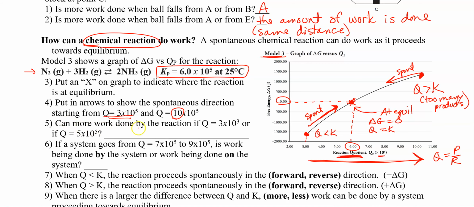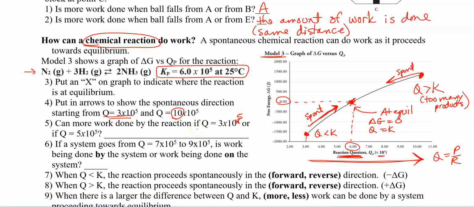Can more work be done by the reaction if Q equals 3 times 10 to the third or Q equals 5 times 10 to the fifth? I think I meant 3 times 10 to the fifth here. So let's fix that.